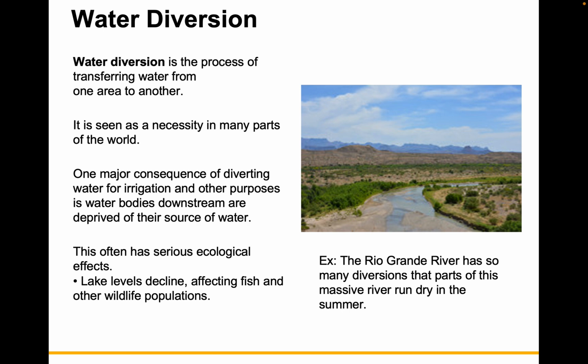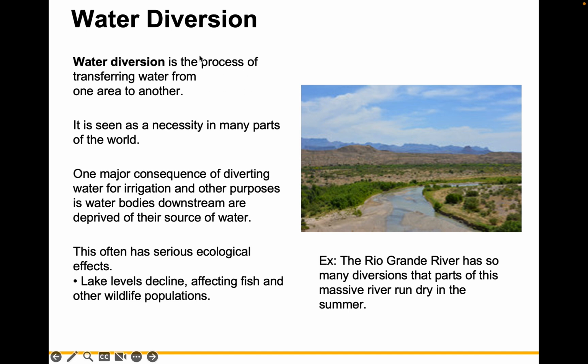Water diversion is the process of transferring water from one area to another, and it's seen as a necessity in many parts of the world. One major consequence of diverting water for irrigation and other purposes is that bodies downstream are deprived of their water source. And this can have serious ecological effects. Lake levels decline, which can affect fish and other wildlife populations.